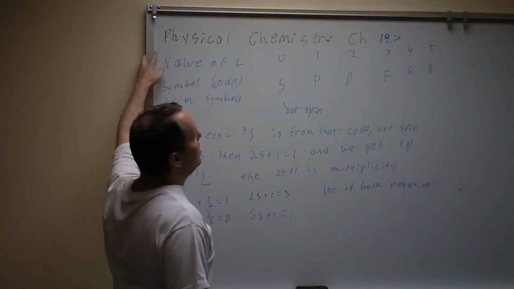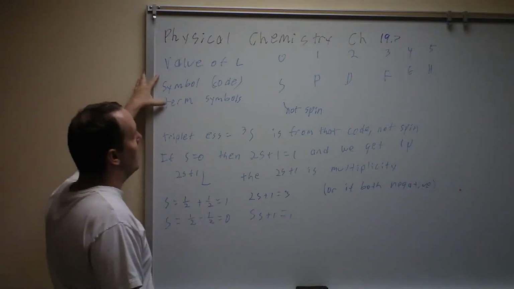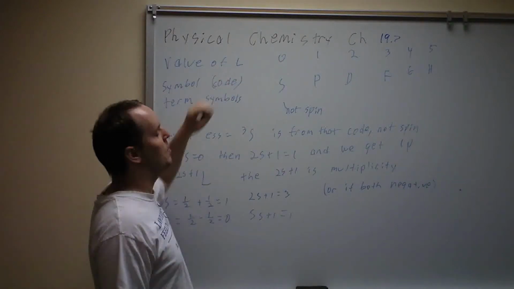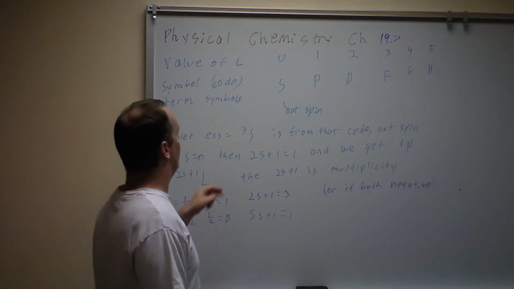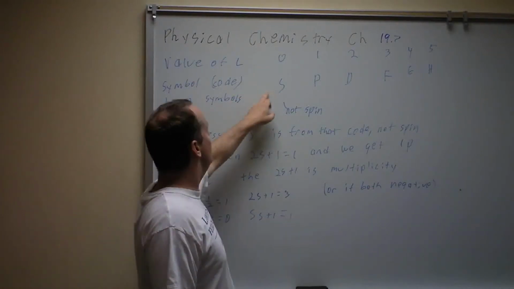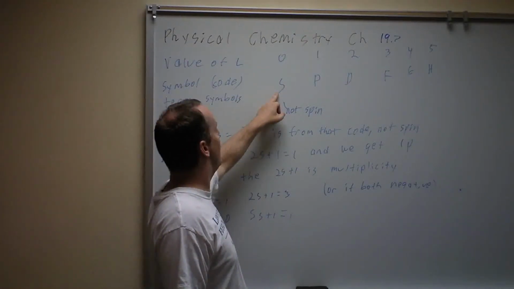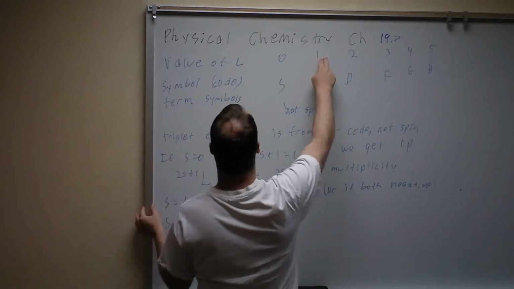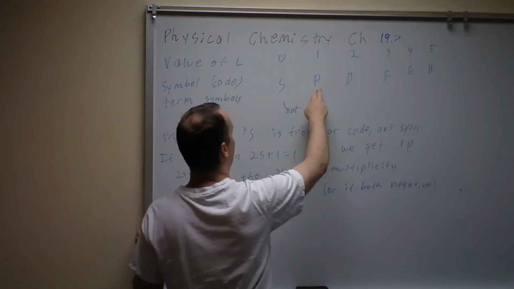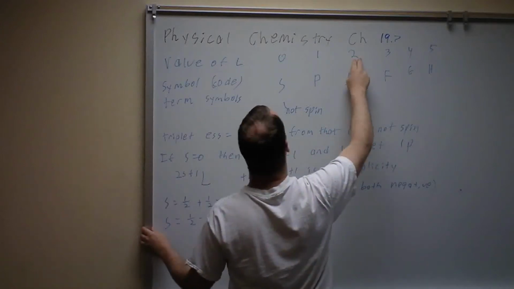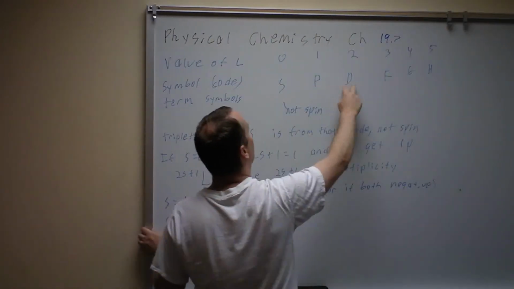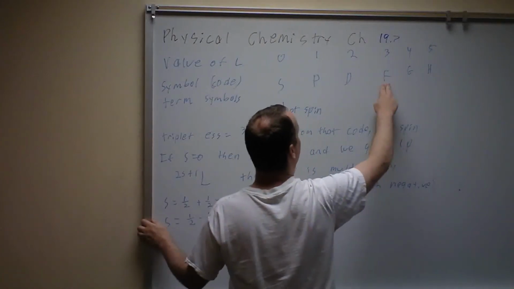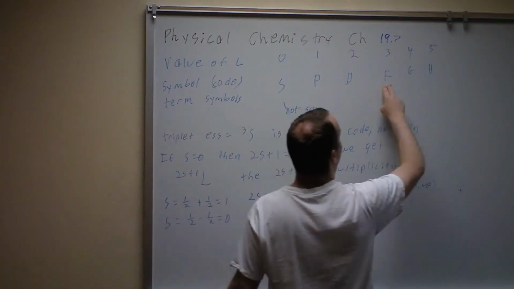Continuing on physical chemistry, chapter 19, we're in section 7 now. So the symbol code for an orbital is determined by the value of capital L. If capital L is equal to 0, then we use the symbol code S, which means S shell, not spin. Likewise, if capital L is 1, we use a capital P for a P shell. Or if capital L is equal to 2, we use capital D for a D shell. If capital L is equal to 3, then we use capital F for an F shell.